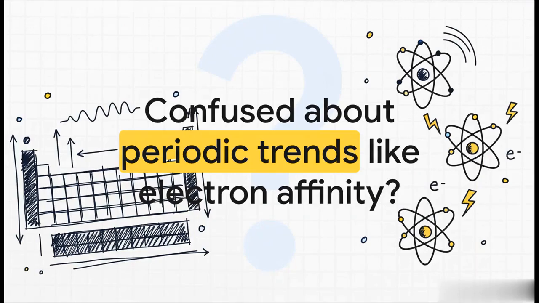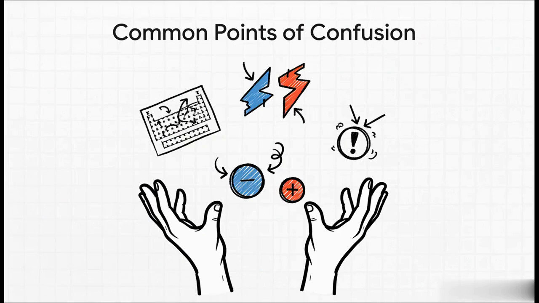So, does this sound familiar? You're looking at the table, trying to remember if atomic size goes up or down across a period, and you're wondering why on earth electronegativity and electron affinity sound almost identical but are totally different things. Trust me, you are not alone in this. It's a classic chemistry headache. Yep, these are the usual suspects, right? Juggling the trends, remembering the very specific definitions, trying to keep ions straight, and then you get hit with the exceptions.